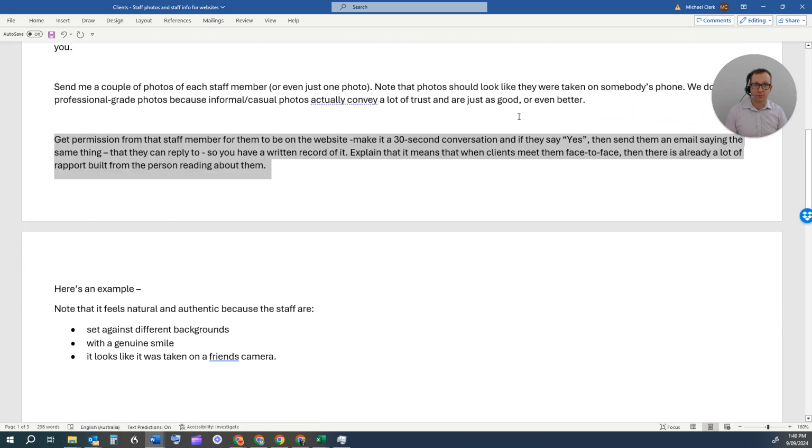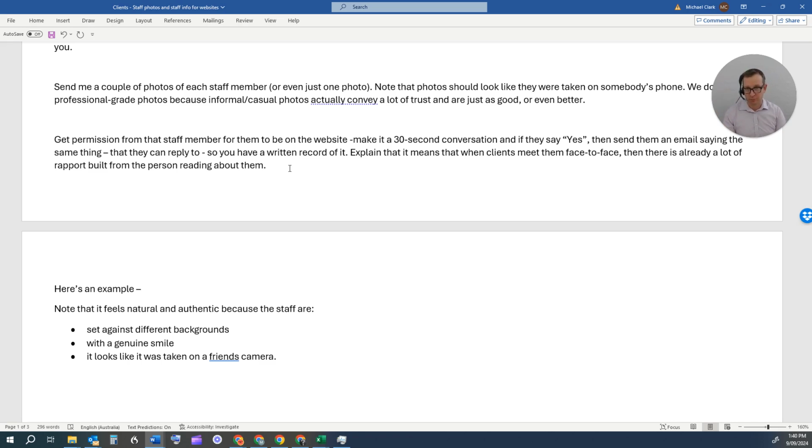Permission's important. You can't just put people on your website without permission. Obviously, if they work for you, it's in their interest that they do this. So you need to point out to them that it's in their interest. You want them to know that them being on the website means people will have already established in their mind that they're trustworthy before they even talk to them. Saves them a lot of rapport building.